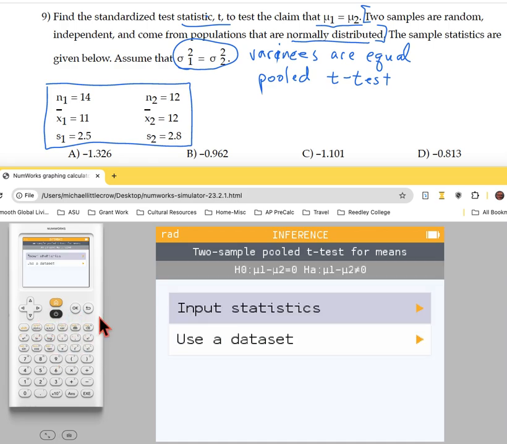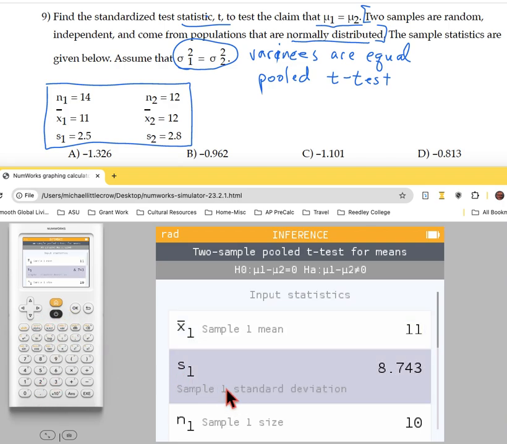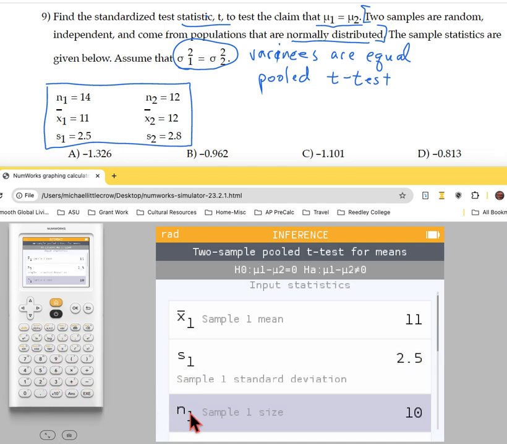We go to next. We're going to input our statistics. And be careful here. It's real easy, because of the way they list this, maybe to put the wrong things in the wrong place. So sample 1 mean is x bar 1. That's going to be 11. Sample standard deviation 1 is the S1. That's 2.5. And then the sample size for sample 1 from population 1 is 14.